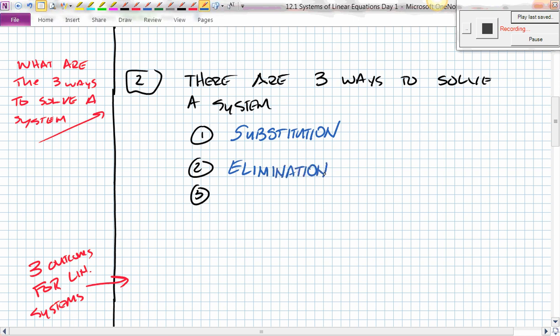So substitution is one way, elimination is another way, and in fact, we're going to cover both of those today. Substitution and elimination. And what's the third way? It's the visual way? Yeah, graphing. There you go. So the 3 ways to solve a system are substitution, elimination, or graphing. And we're actually going to cover a little bit of graphing today, too.